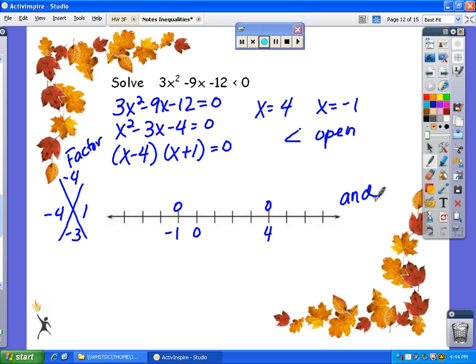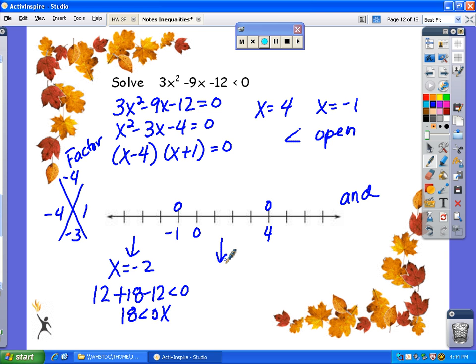Let's test our region. All right, so we got 3 regions. I'm going to use x equals -2. Plug it into the original. What do I end up with? That's 12 plus 18 minus 12 is less than 0. Is 18 less than 0? No. So I'm not going to shade it.